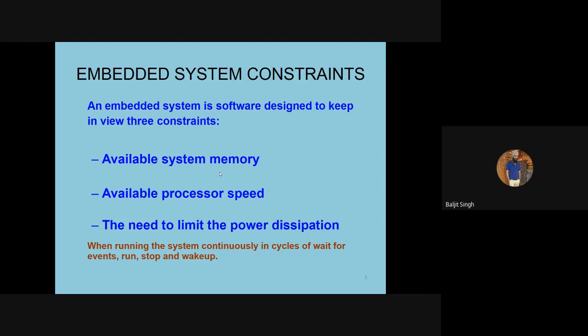Then there is another constraint wherein we need to limit the power dissipation. That means how much power is lost in heat or in other types of noises, Johnson noise and all. So we need to limit that power dissipation, those power losses.